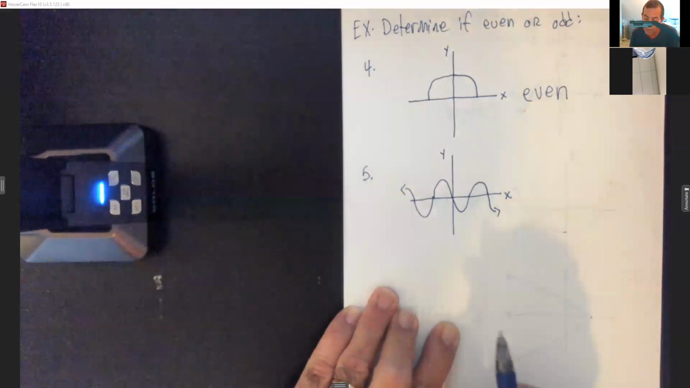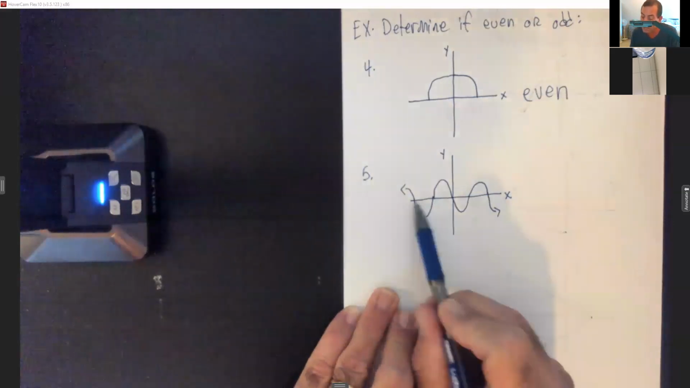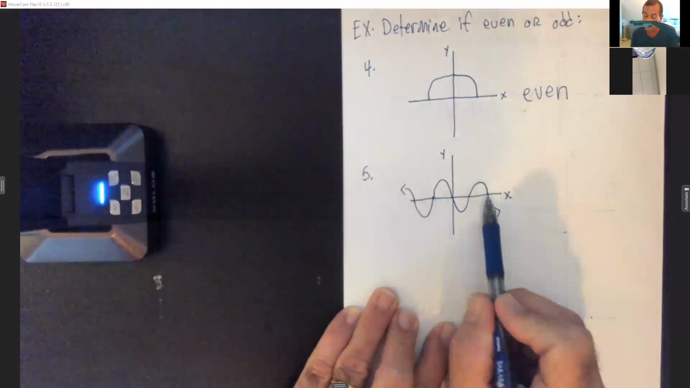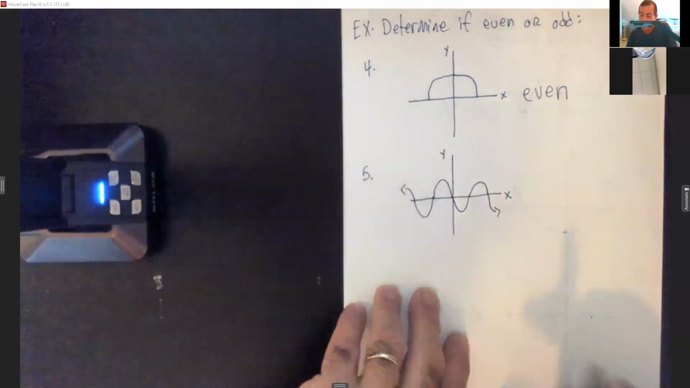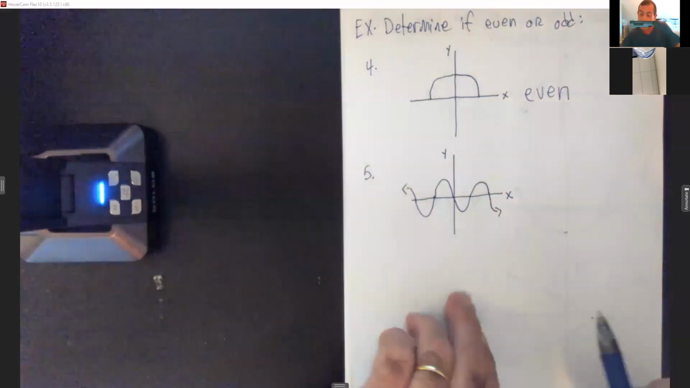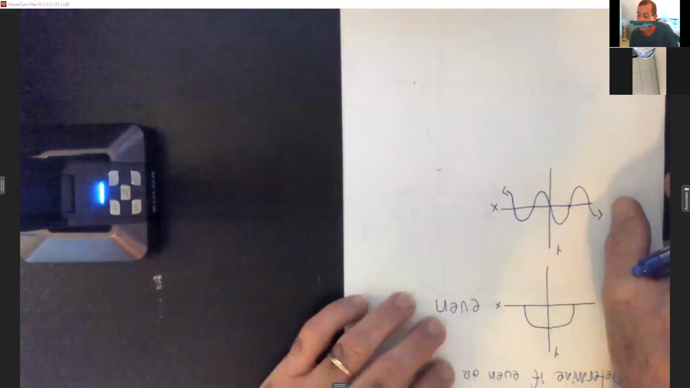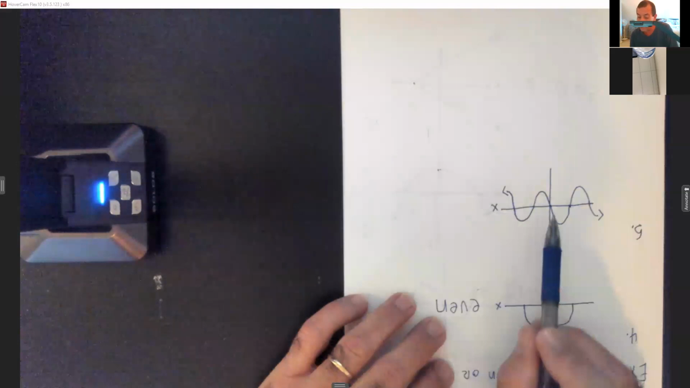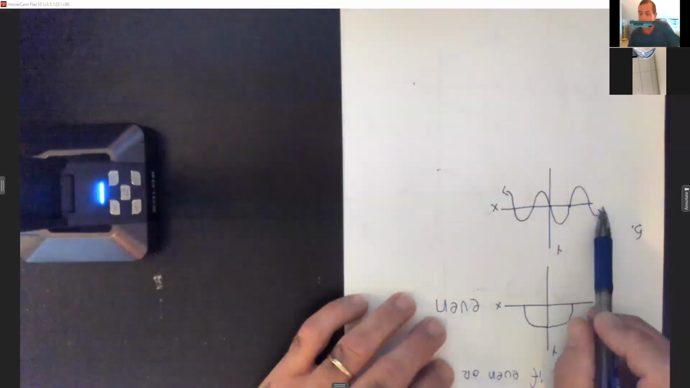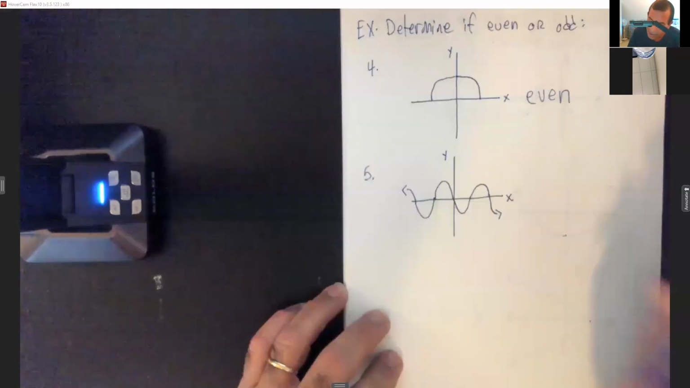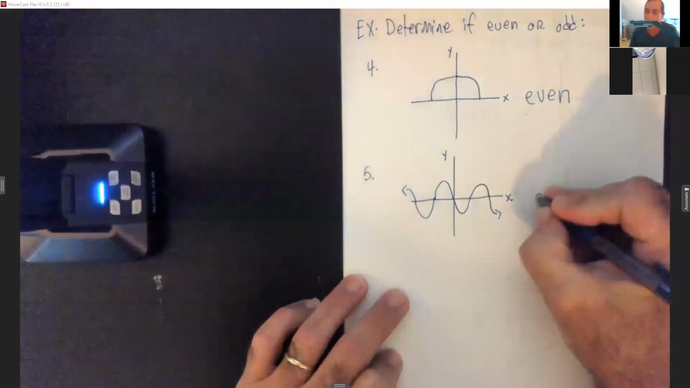So odd, we said this crossed how many? 5 times, which is an odd number. And then, had I drawn this really nice, once I flipped it upside down, I would notice that it would be symmetric to the origin. So since that one is symmetric to the origin, this is an odd function.